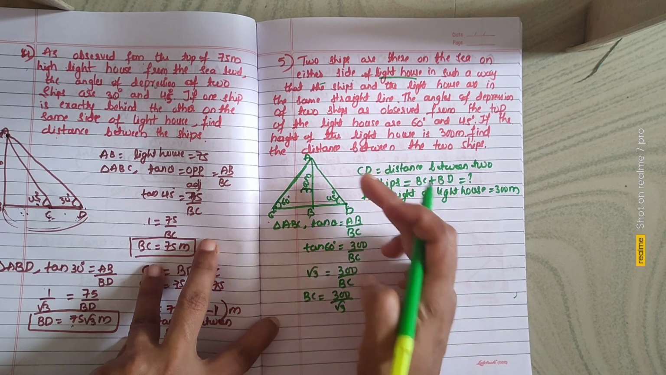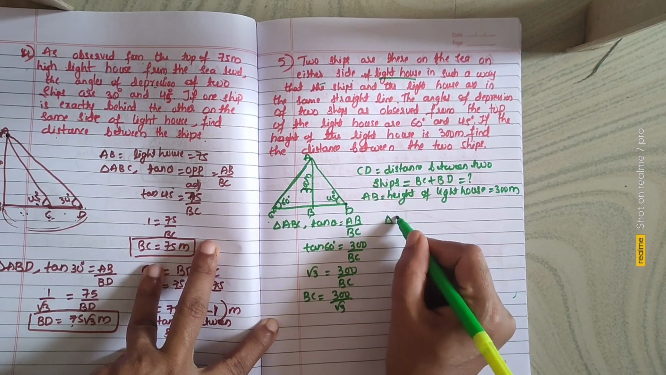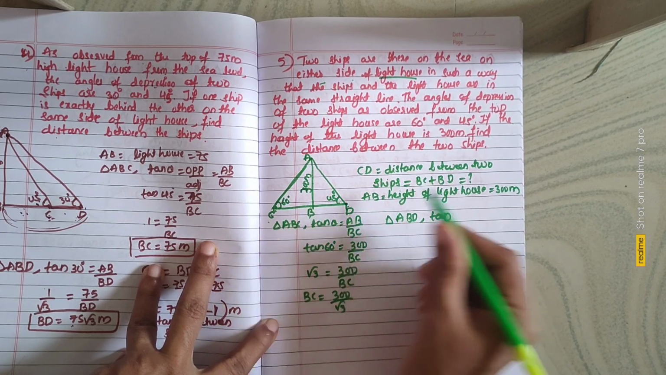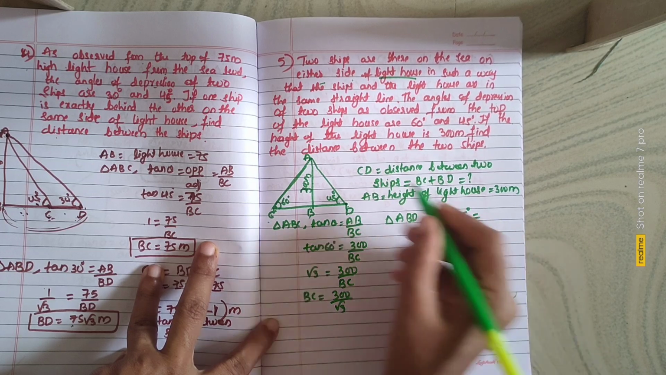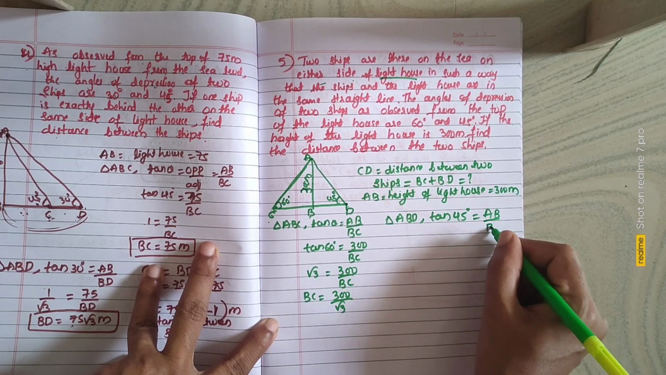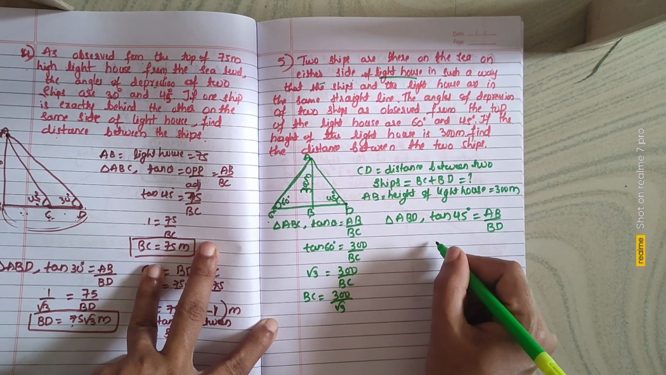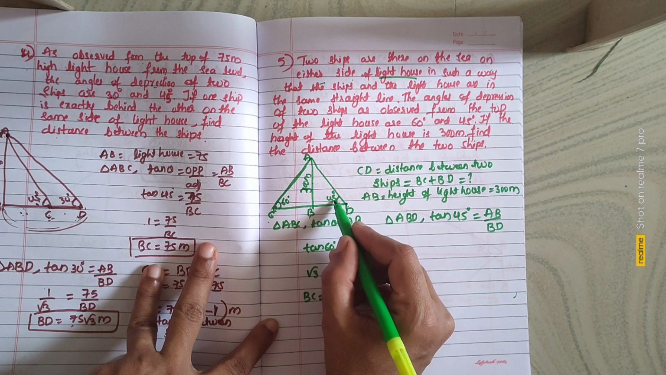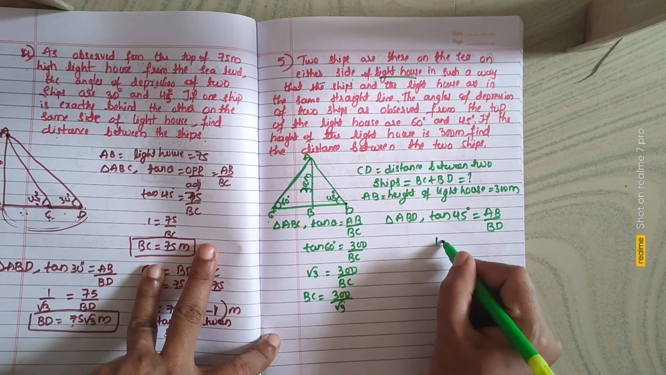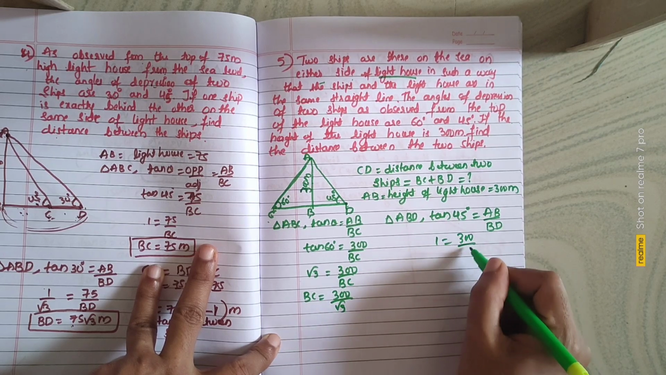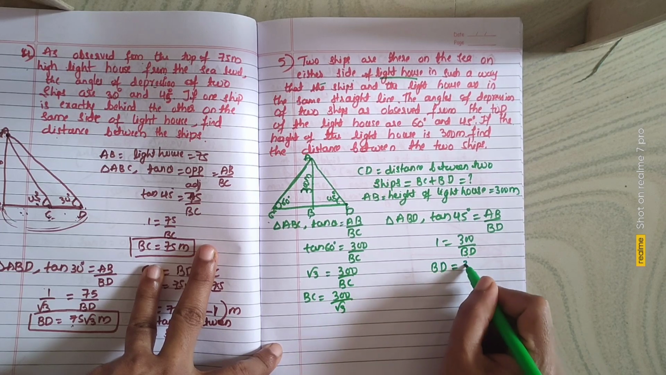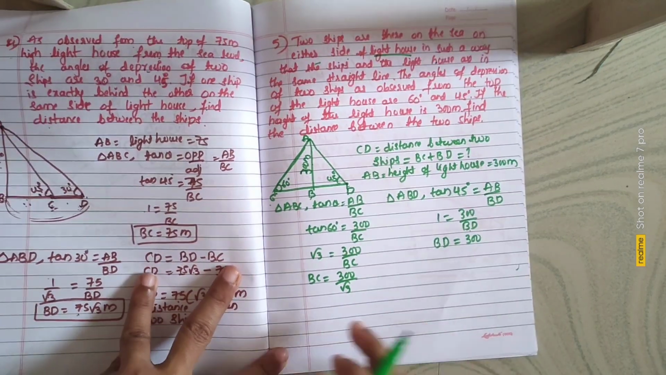Then we'll calculate for the other triangle. In triangle ABD, tan 45 degree is equal to opposite by adjacent. Opposite is AB, adjacent is BD. Tan 45 is always 1 when the 45 degree is there. If AB is 300, then BD is also 300. Tan 45 is 1, AB is 300, BD we need to find out, so BD is equal to 300.